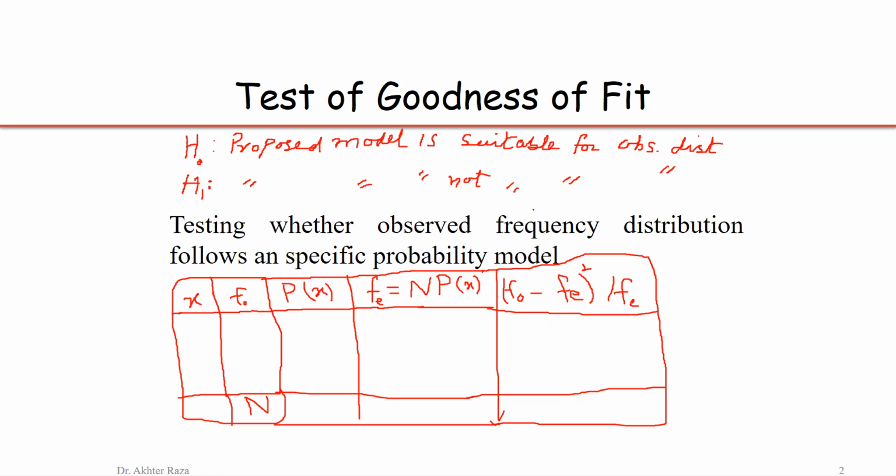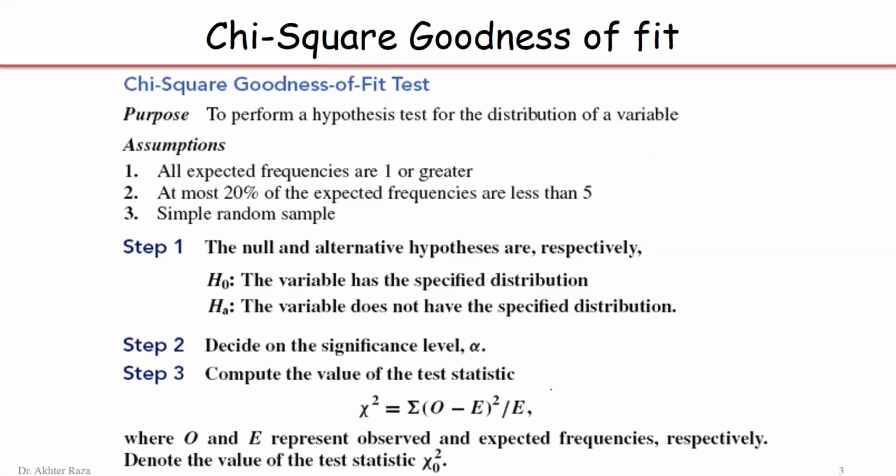Suppose the observed model is a binomial model and observations are given there. So we have to first fit the model, and then the model testing is to be done. This is FO minus FE, the whole square, divided by FE. The total is computed, and this total is referred to as the chi-square observed value. So this is the procedure that we have to follow for the test of goodness of fit.